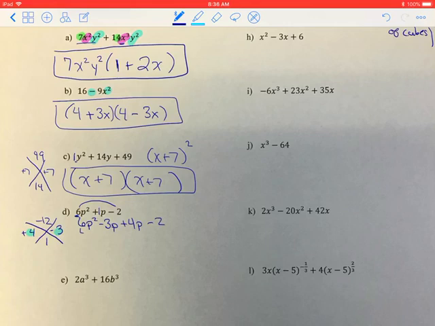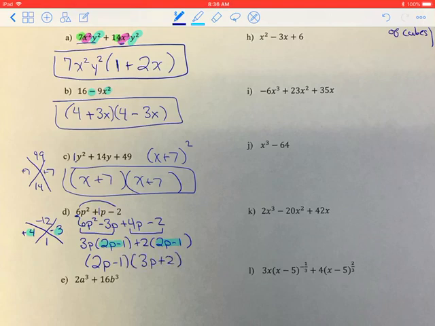All right, and then I'm going to do my grouping. So I can take out a 3p out of the first group. That leaves me 2p minus 1. I can take a 2 out of the next group. That will leave me 2p minus 1. So remember, for factoring by grouping, if those match, you can continue. I can factor out the 2p minus 1, and then that leaves me with 3p plus 2. All right, so that one's fully factored.